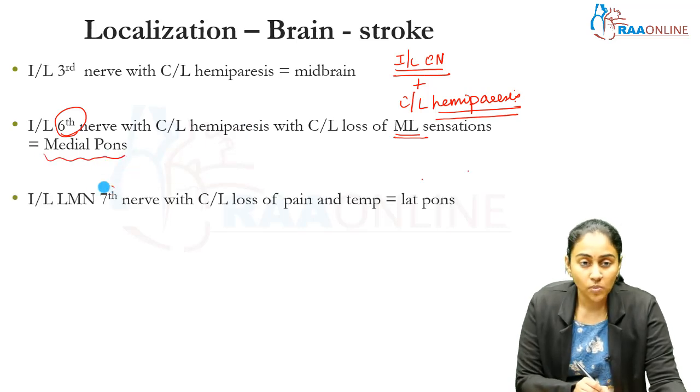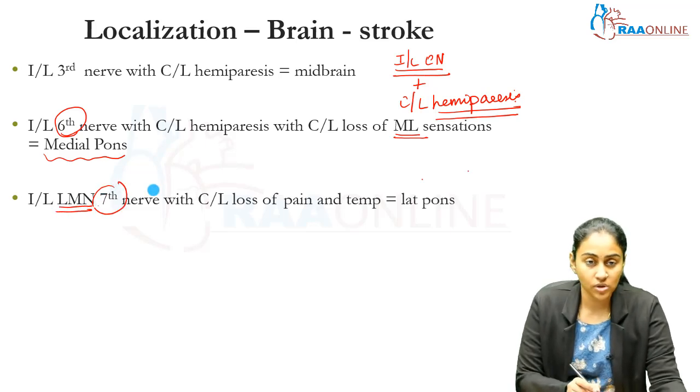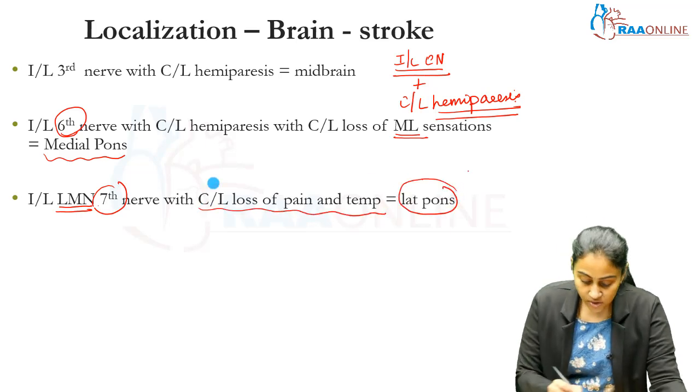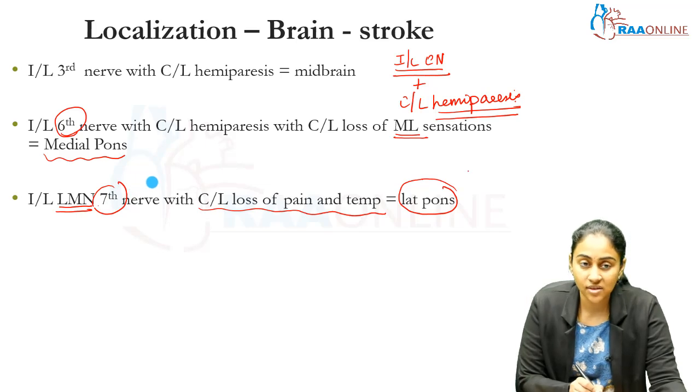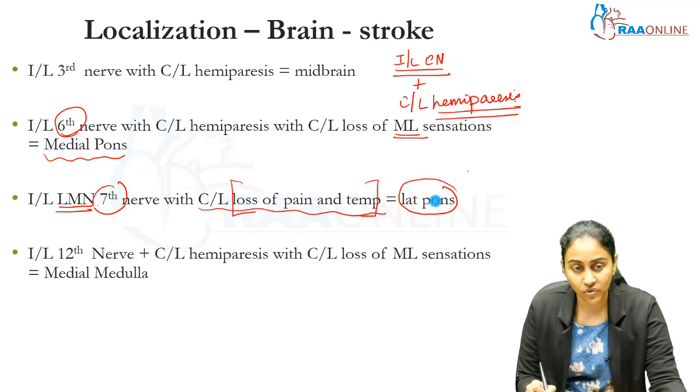Now, ipsilateral lower motor neuron 7th nerve palsy. Focus here: this is a lower motor neuron 7th nerve with contralateral loss of pain and temperature. This is your lateral pons. The 7th nerve again localizes it to the pons, and because there is involvement of lateral spinothalamic tract sensations, this has to be the lateral pons.